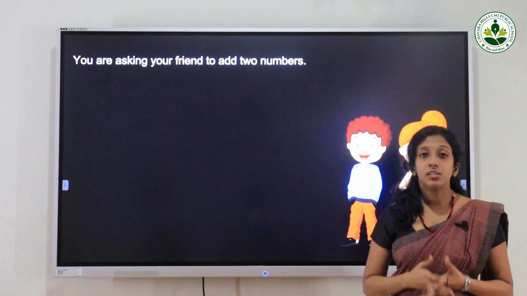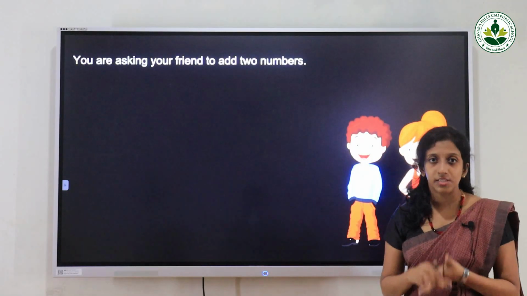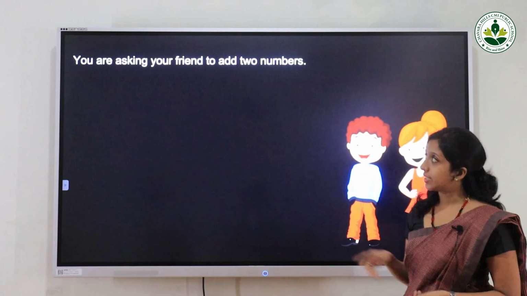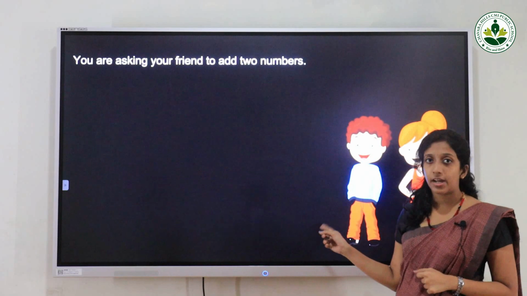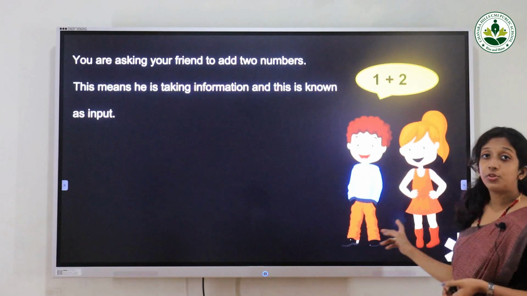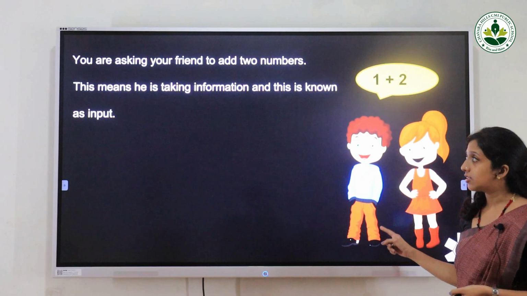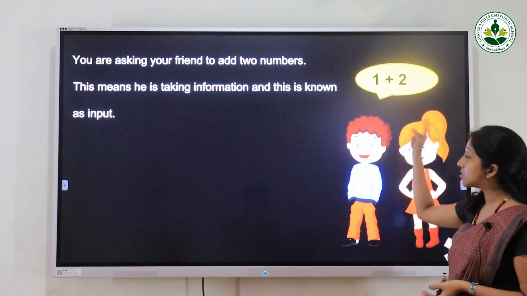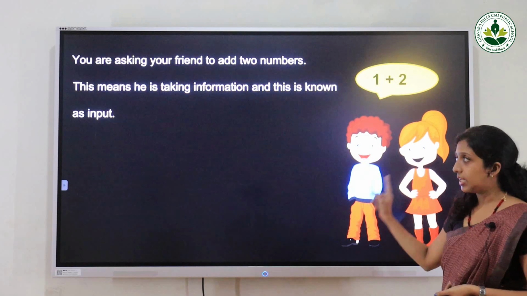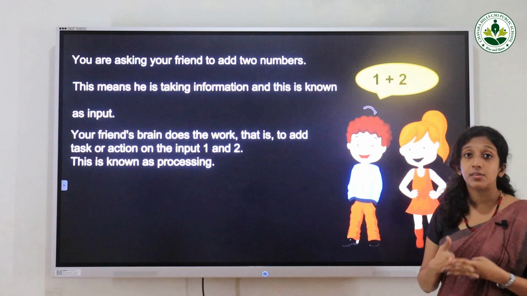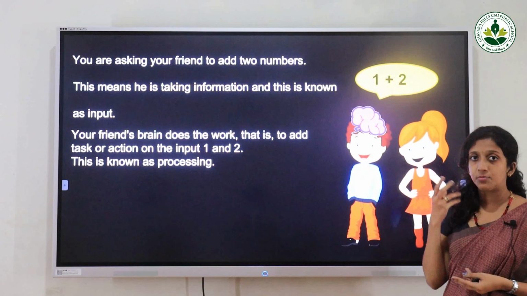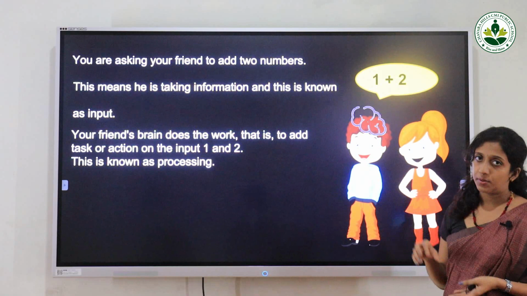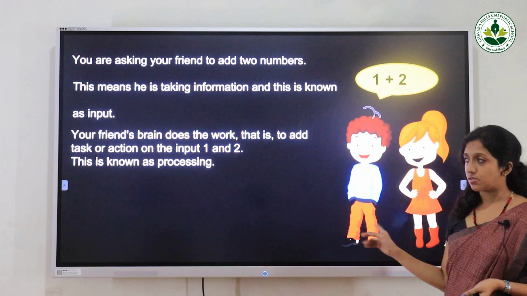Think that you and your friends are sitting together and you ask one of your friends to add two numbers. He is thinking, he is taking the input. He is taking these two numbers as the input. And your friend's brain does the work. In your friend's brain, the addition process is happening, and that is known as processing.